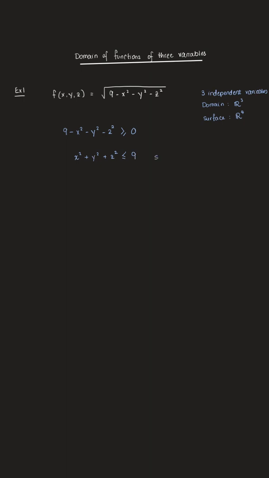And so this is a sphere whose radius is 3. Remember, this is only our domain. So we can write down the domain in set notation. Our domain has to be a point in space, so any point in space such that x squared plus y squared plus z squared is less than or equal to 9.